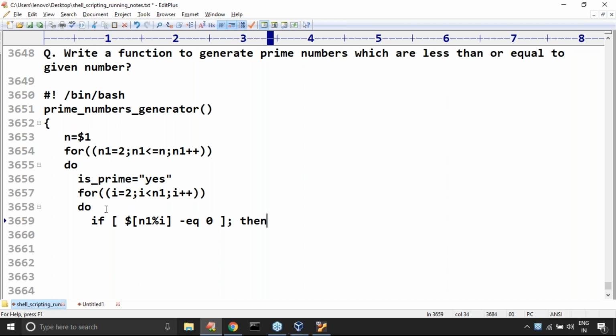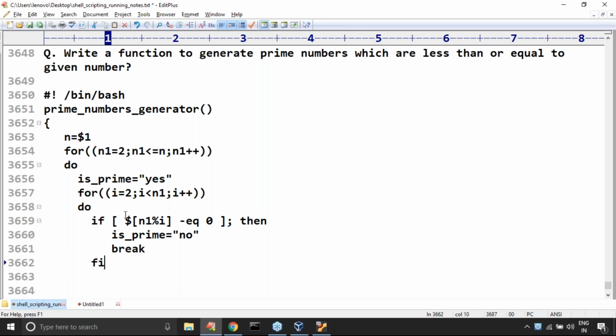then just set is_prime equal to no, sir, it is not a prime number. Now for this inner for loop you are not required to repeat, just a break.